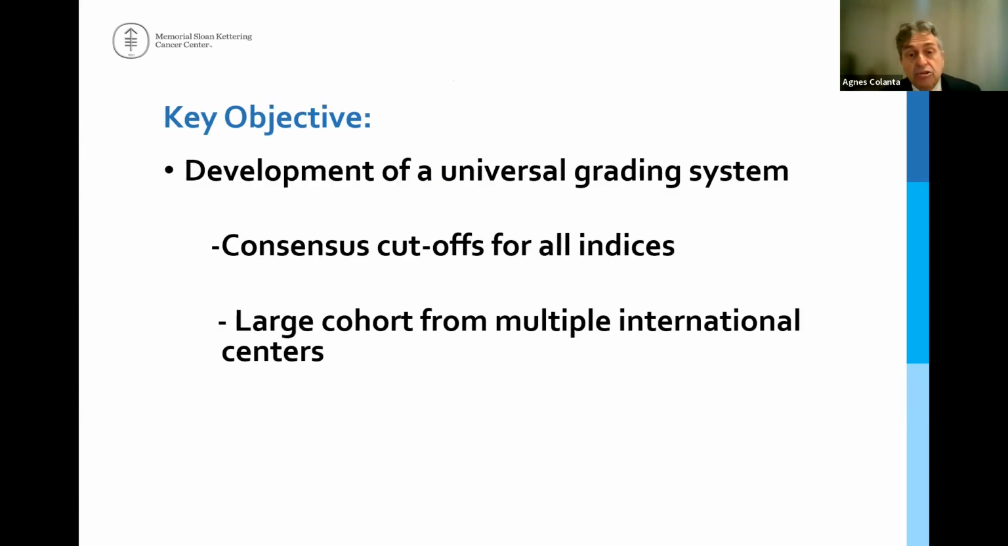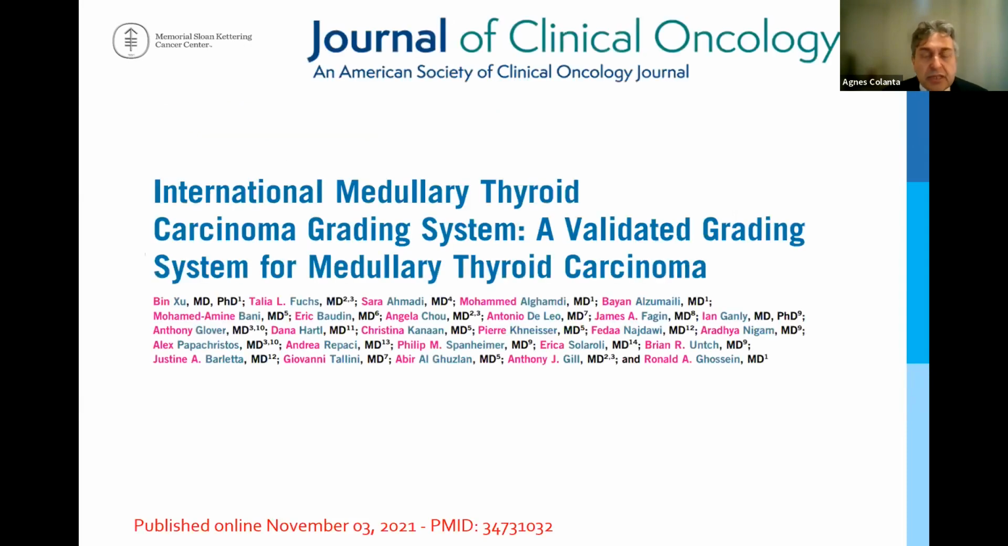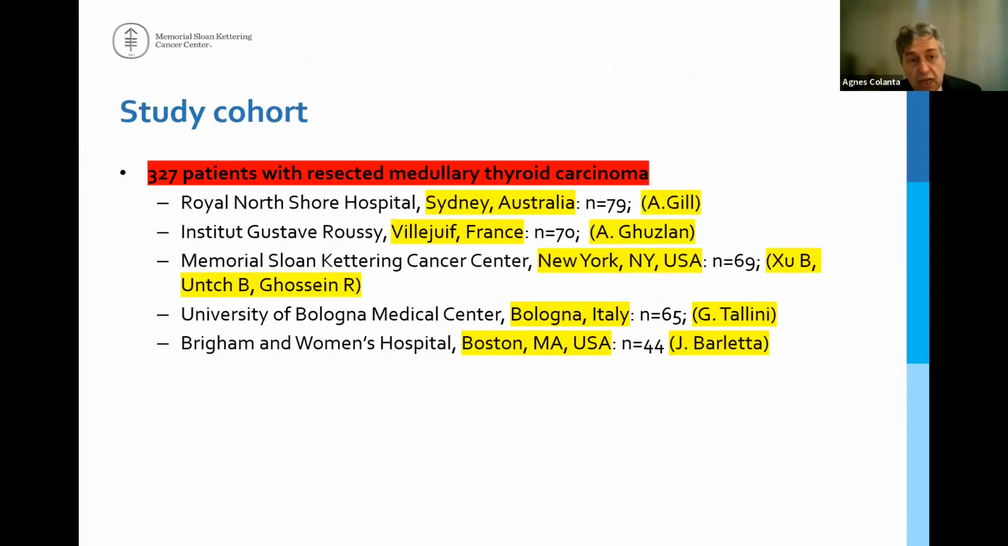We need a universal grading system, and in order to have one, we need consensus cutoffs for all indices. We need a large cohort from multiple international centers. So this is where we published the International Medullary Thyroid Carcinoma Grading System in the Journal of Clinical Oncology. This was a very nice collaborative effort.